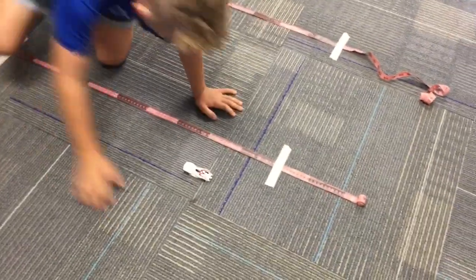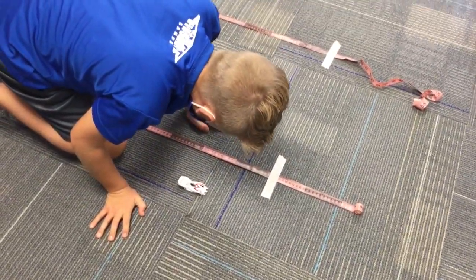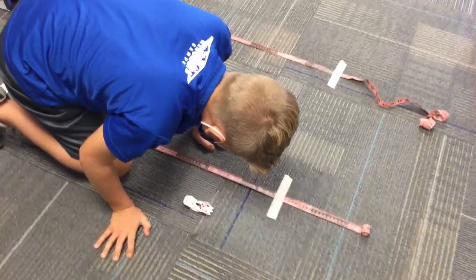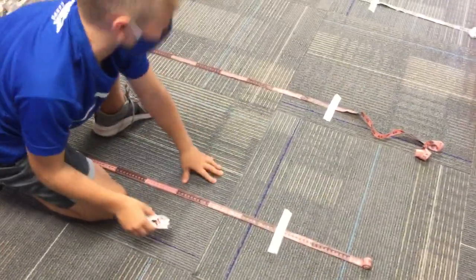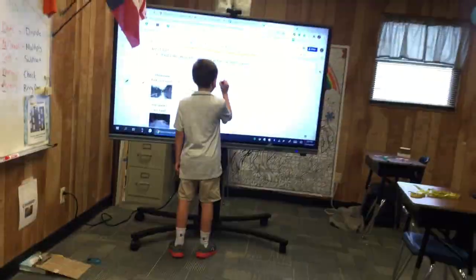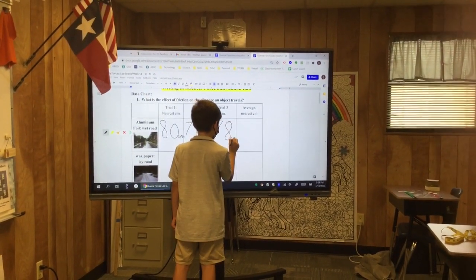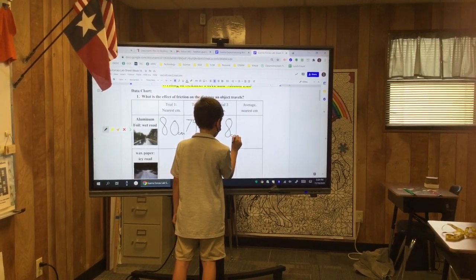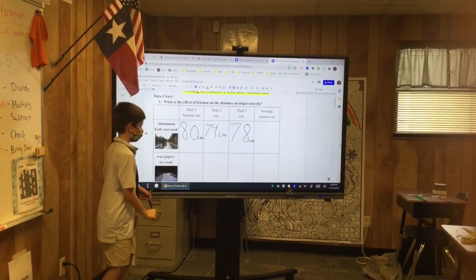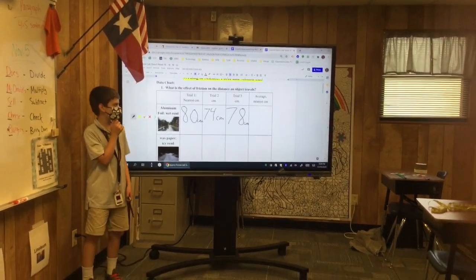And he's reading it from the front of the car every time. Because if you read some from the front or some from the back, that changes the variable. 78 centimeters. So we always do 3 trials, and then we'll end up doing the average later. Nice. And they're all about the same. There's not any that are too different.